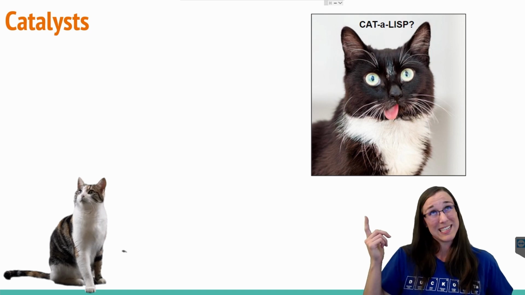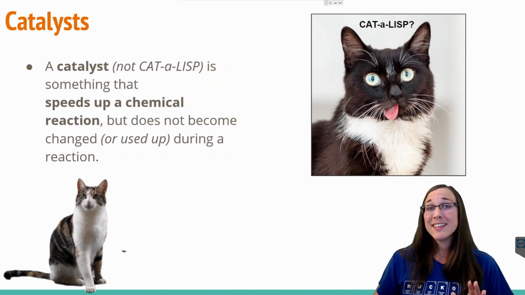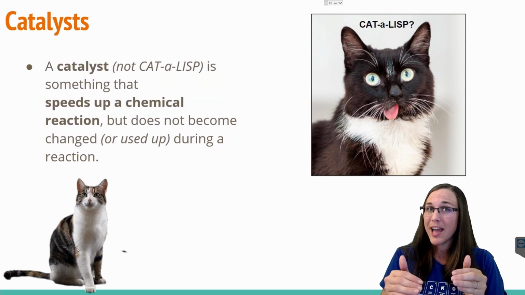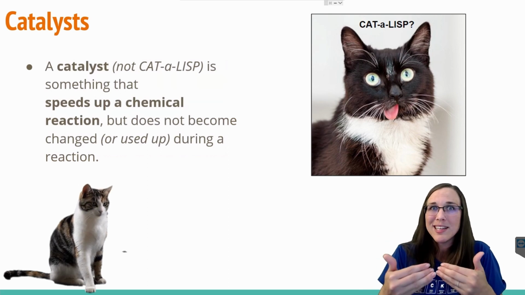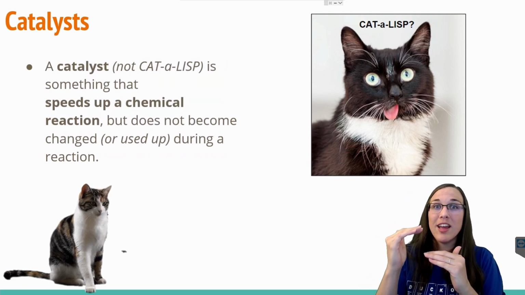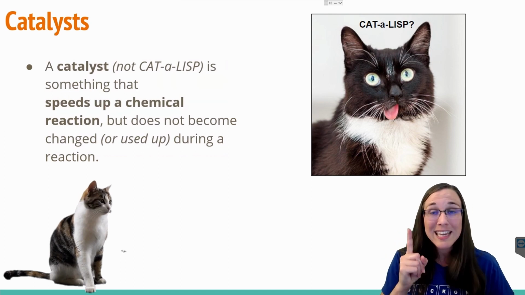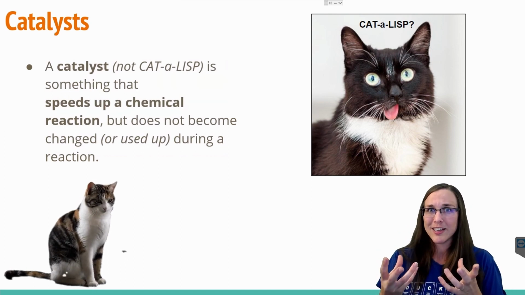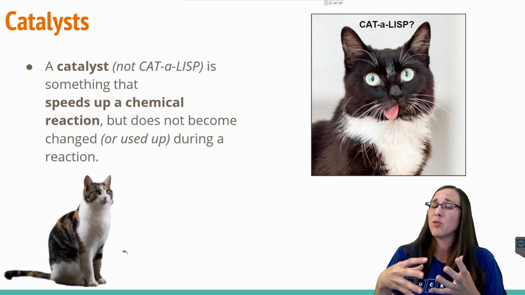A catalyst is something you add to the chemical reaction and it speeds up the process by lowering the activation energy hump. But most importantly, it doesn't get used up in the reaction. It's not really involved in the chemical reaction itself.